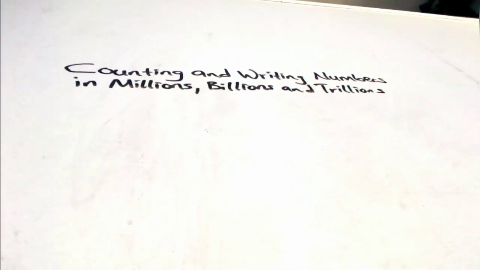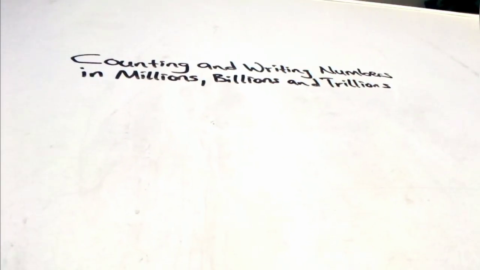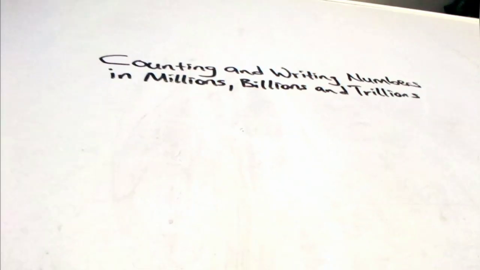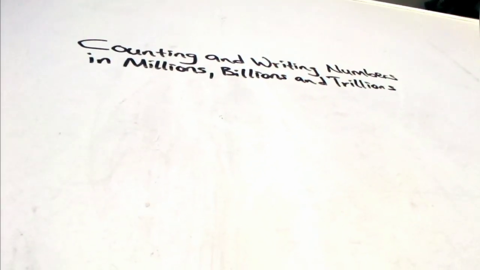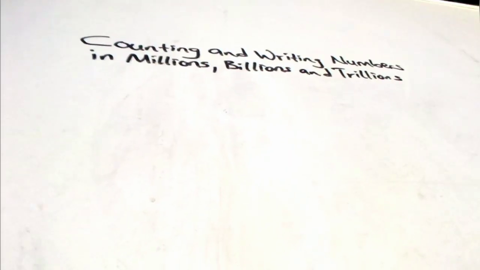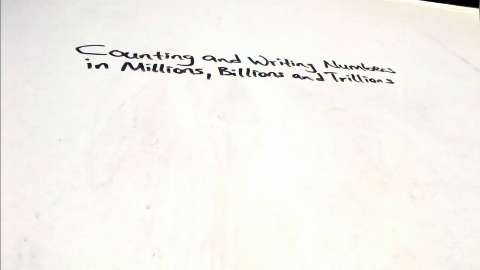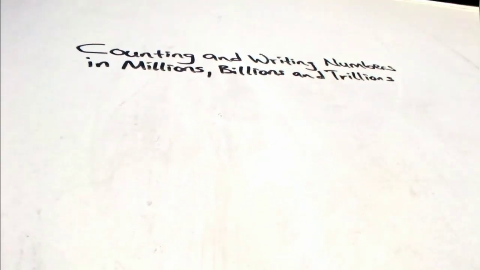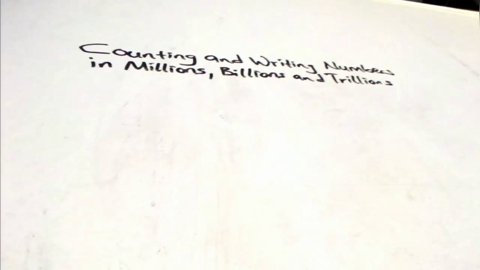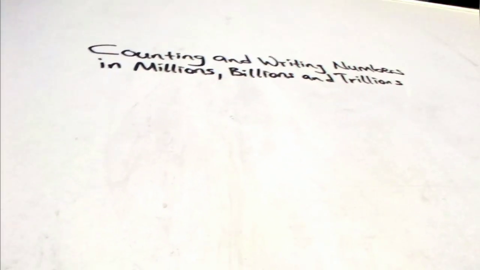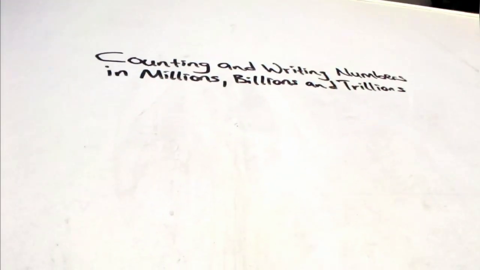Our topic today is counting and writing numbers in millions, billions, and trillions. What number comes after 100,000? Correct, 1 million. You get it right. Bigger and larger numbers exist beyond millions, such as billions and trillions. So we're going to look at how to count and write them, both in words and in numbers.